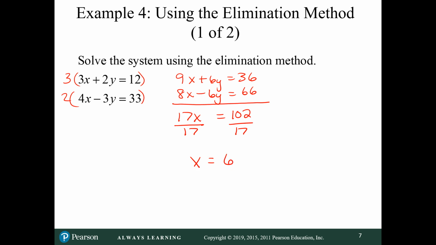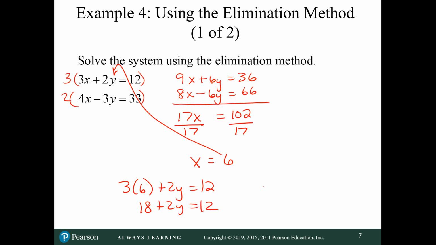So x equals 6. Now how do I find y? Plug it into an equation. I'm going to plug it way back into this equation right here. So 18 plus 2y equals 12. So 2y equals negative 6. So y equals negative 3. So it's the ordered pair (6, negative 3).